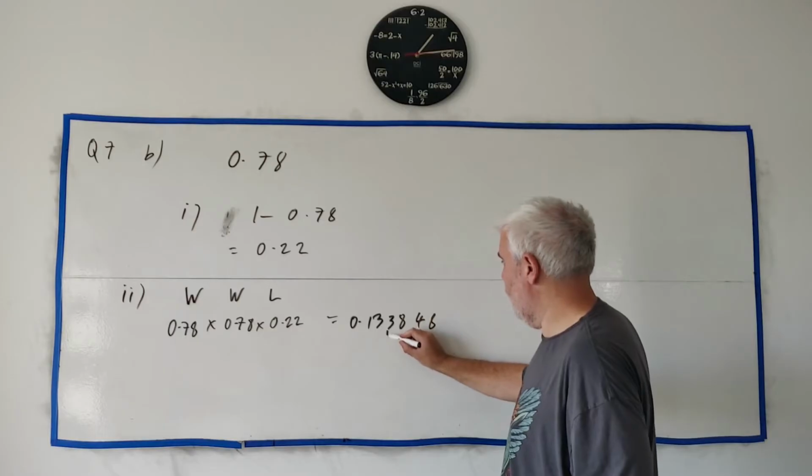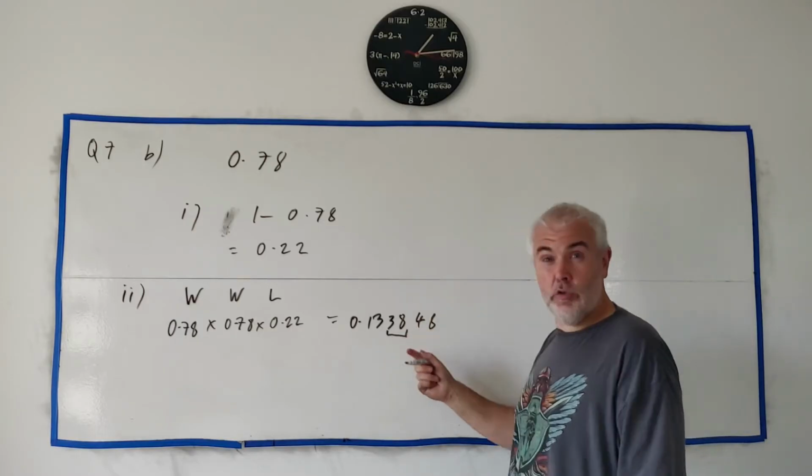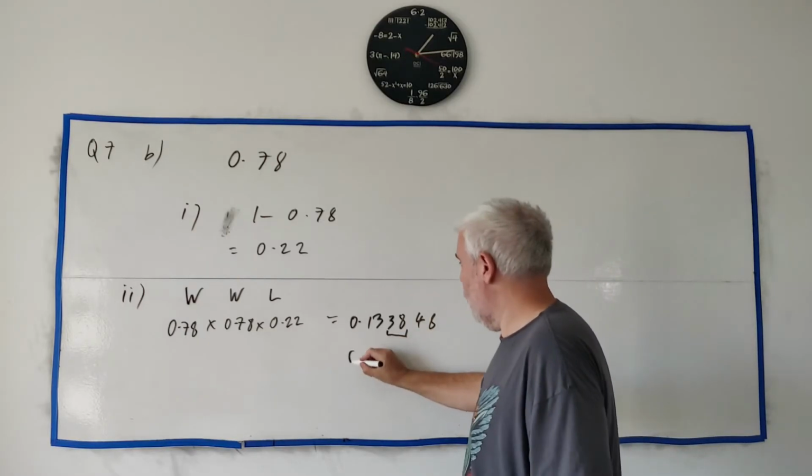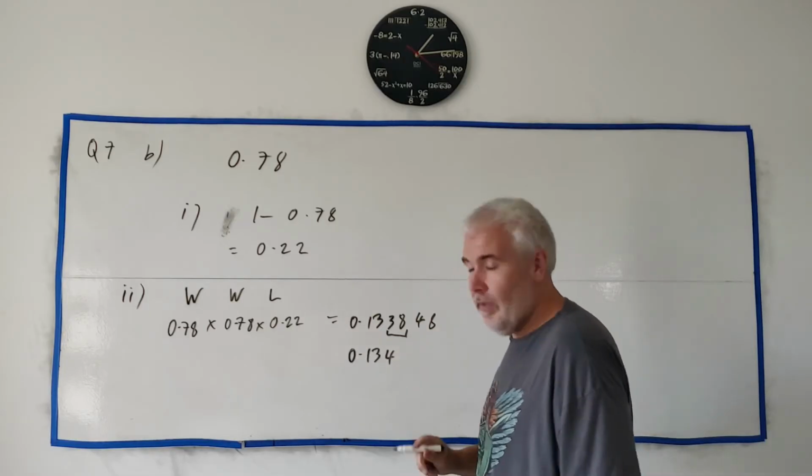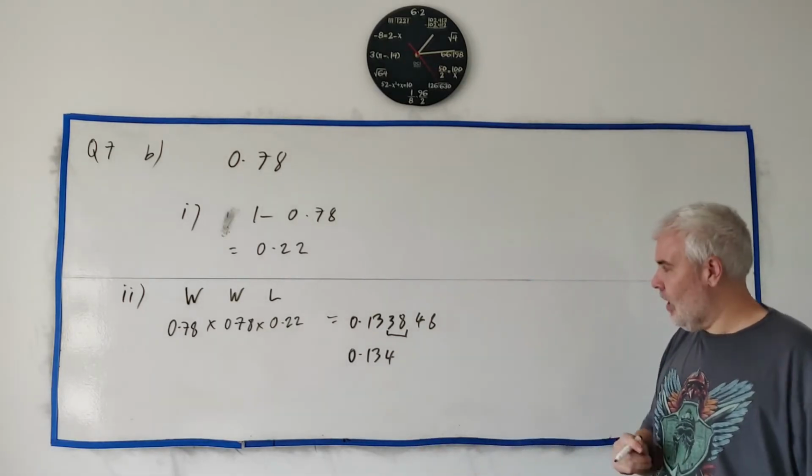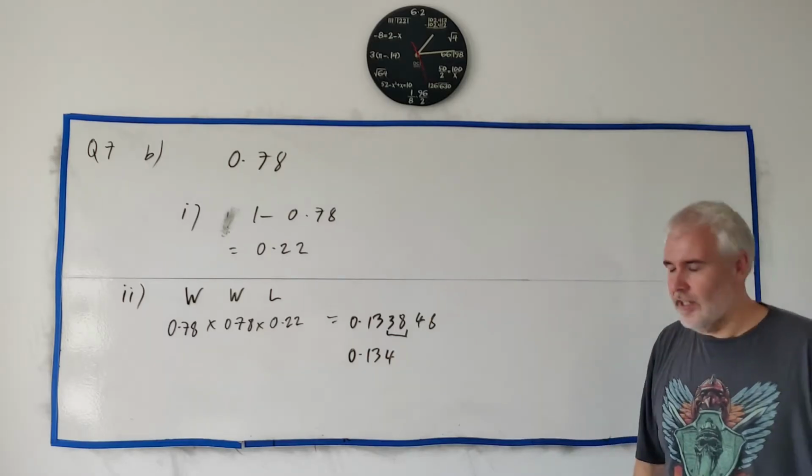So this number is the important one. Look at the next one. It's closer to 40 than 30, so we'll round up: 134. That's the probability. Be careful here. Well, you're not going to lose marks actually.